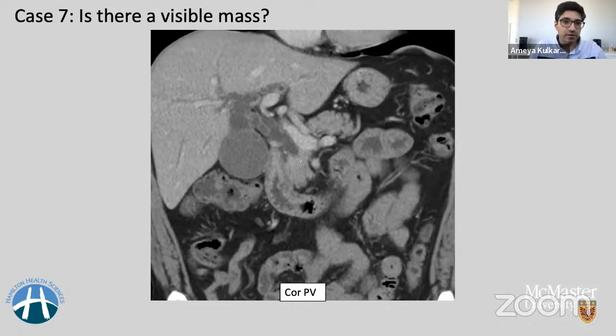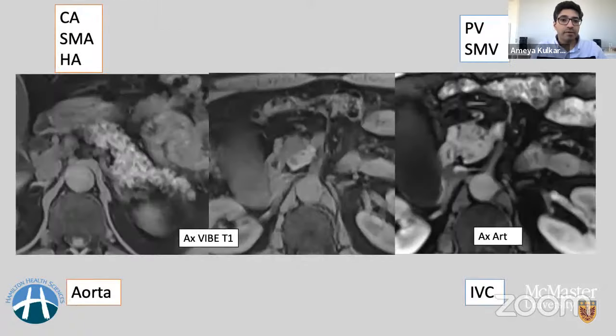Again, the differentials here are going to be distal CBD cholangiocarcinoma, an ampullary carcinoma, or a pancreatic cancer, which is so isodense to the head of the pancreas that you don't find it. Unfortunately for this patient, they waited probably a little bit too long to get an MR done, but let's look at what MR looks like, because it is important to understand how it looks on MR as well.